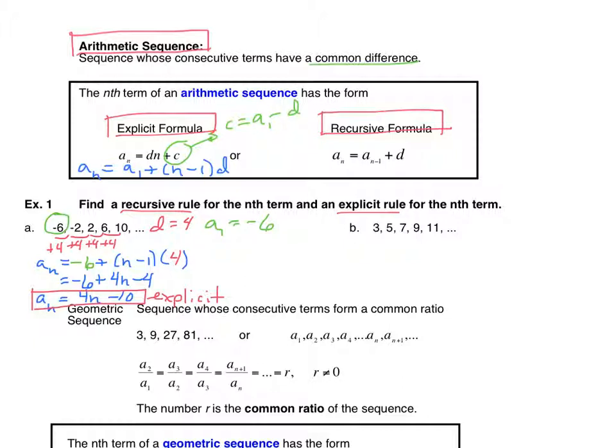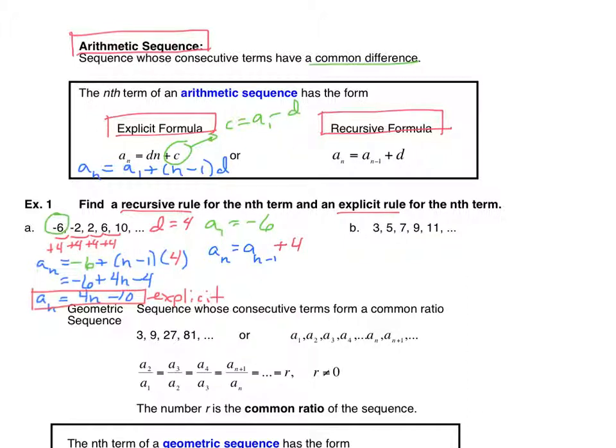Then the recursive rule is pretty simple. If you look at the recursive rule, we're just taking this A sub n minus 1 stays the same, that doesn't change. We're just adding the common difference to this. We're replacing D with a common difference. That's it. So your recursive rule is simple. A sub n is equal to A sub n minus 1, and then in this case our common difference is 4, so it's just plus 4.